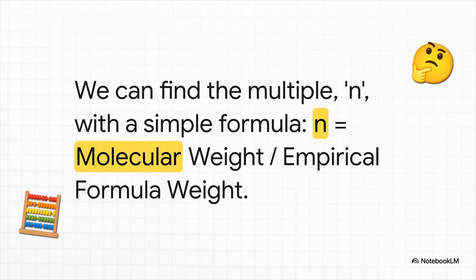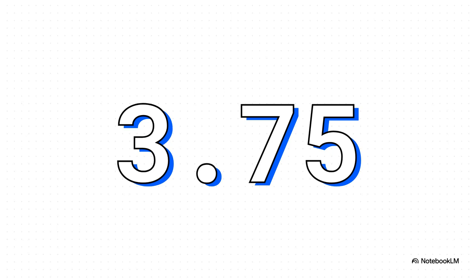And to find N, we can use that third clue from our case file, the approximate molecular weight. The logic here is pretty simple. We divide the true molecular weight by the weight of our empirical formula, C3H5, and the result should be a nice, clean, whole number. So we run the numbers. We take that approximate molecular weight, 154, and we divide it by the weight of our empirical formula. And the answer we get is 3.75. That is definitely not the whole number we were hoping for.